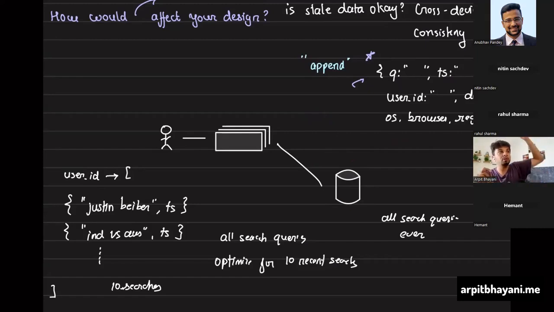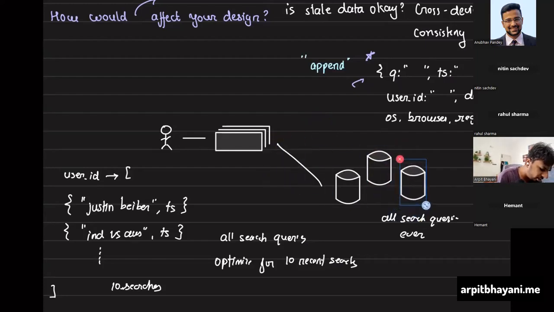Literally every search query made on your system is equal to one document on this disk, which means this needs to be well-partitioned data, where you would be partitioning your data on the basis of user ID, right? And each thing will be a document. This is a classic case of unbounded data.